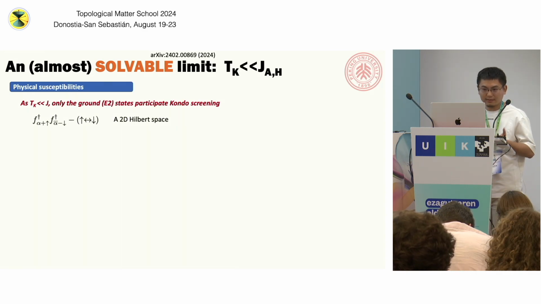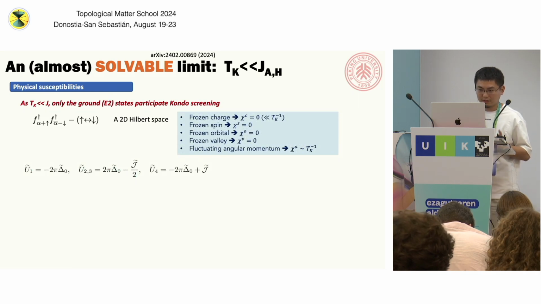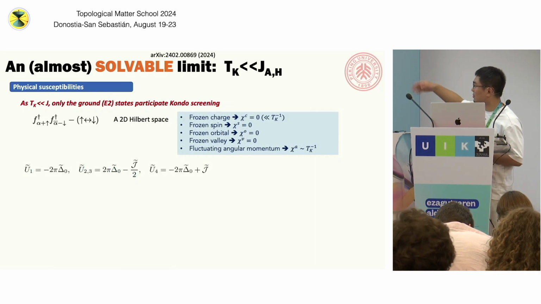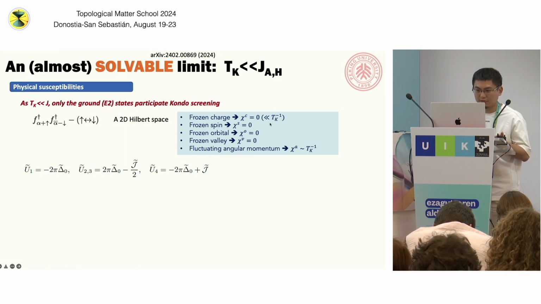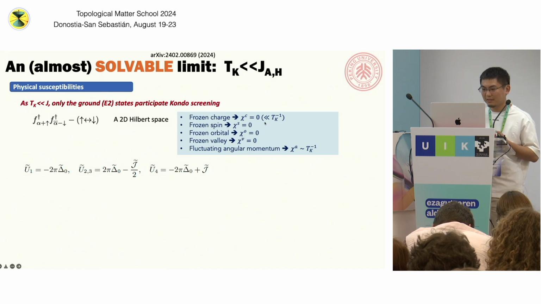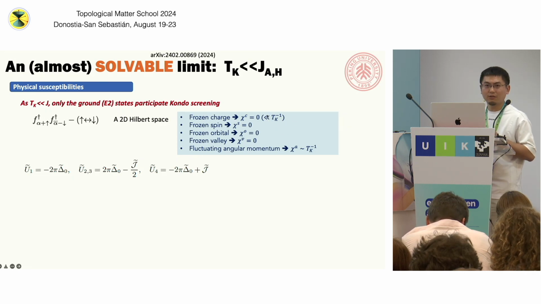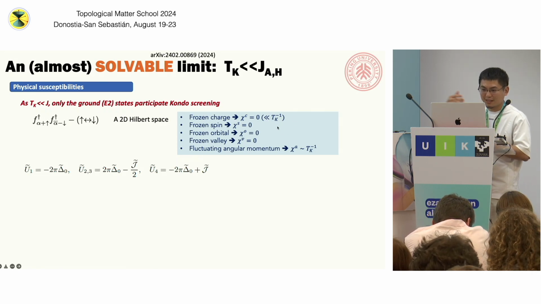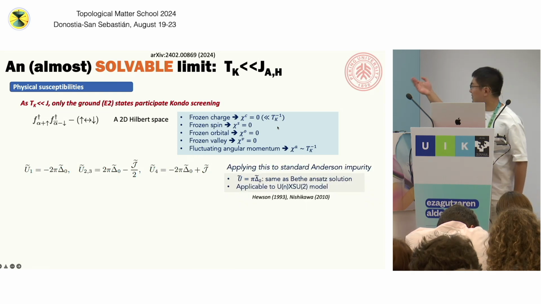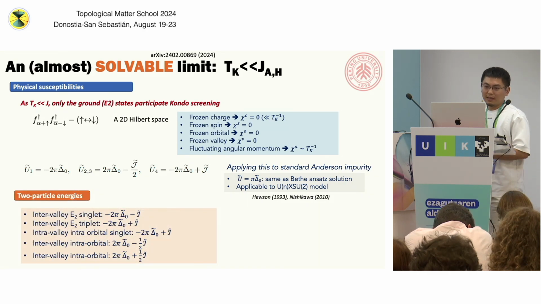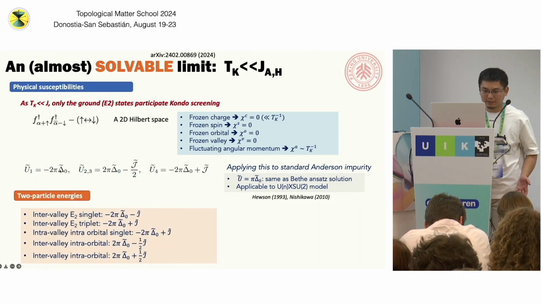For example, in this system, we have assumed that TK is much lower than the multiplet splitting. So many degrees of freedom are frozen. For example, the charge is frozen. That means chi C must be, it's not 0, but it's very small. It should be much smaller than the inverse of the energy scale of the Fermi liquid, because the Fermi liquid is not contributing to this charge fluctuation. So we have a set of constraints, and this set of constraints helps us to determine the renormalized parameters.